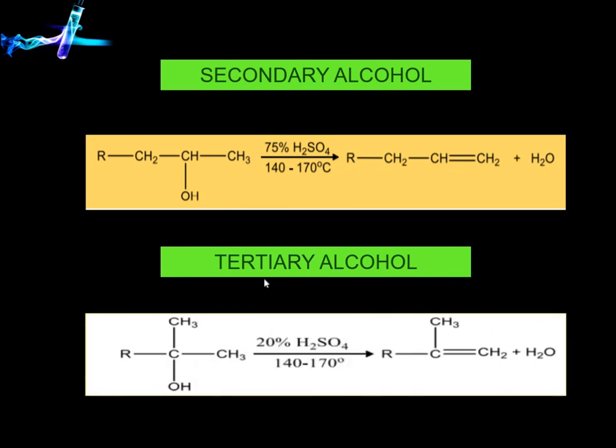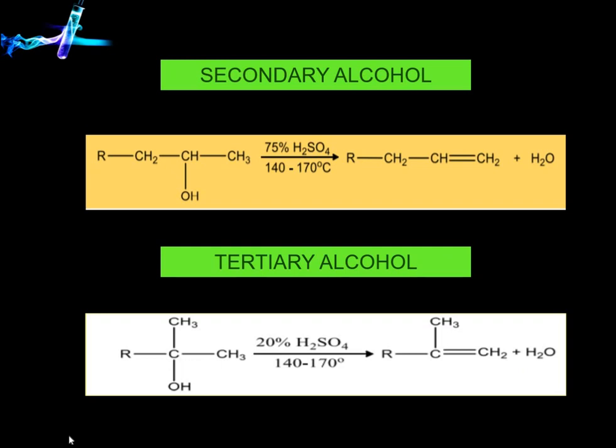Tertiary alcohols will react very fast and under much less harsh conditions, I would say. A tertiary alcohol is one having a hydroxyl group attached to a carbon, which is further attached to three more carbons. Here it reacts in the presence of only 20% sulfuric acid, and the temperature range is 140 to 170. We can see the alkene: the hydroxyl group will be removed from here, and hydrogen will be removed from this side, and this alkene will be produced along with water.